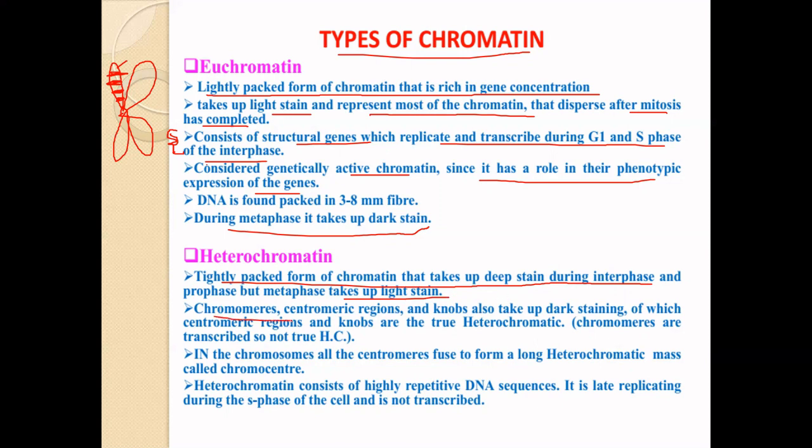The chromomere, centromere regions, and knobs also take up dark staining, of which centromeric regions and knobs are the true heterochromatin. In the chromosome, all the centromeres fuse to form a long heterochromatic mass. The centromere part is mainly heterochromatic.